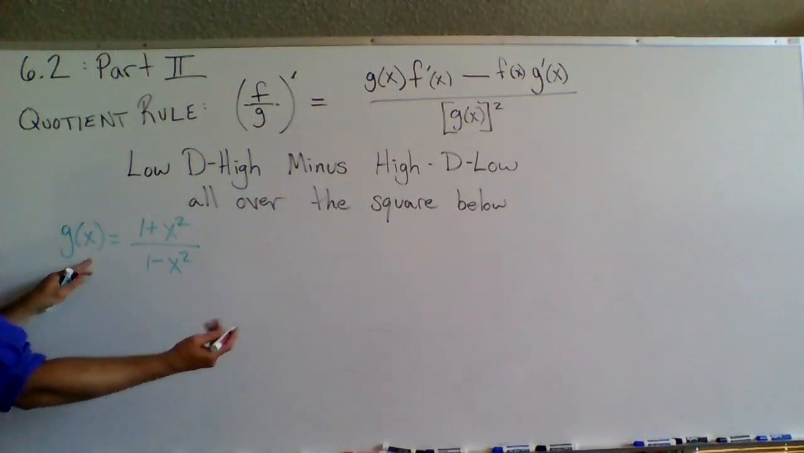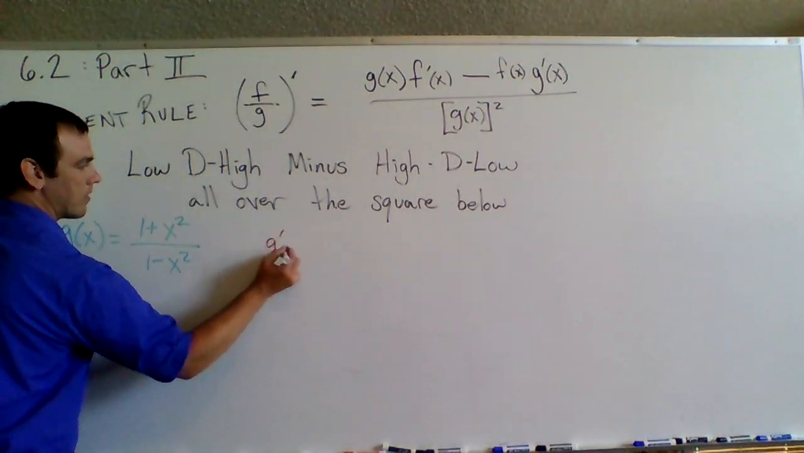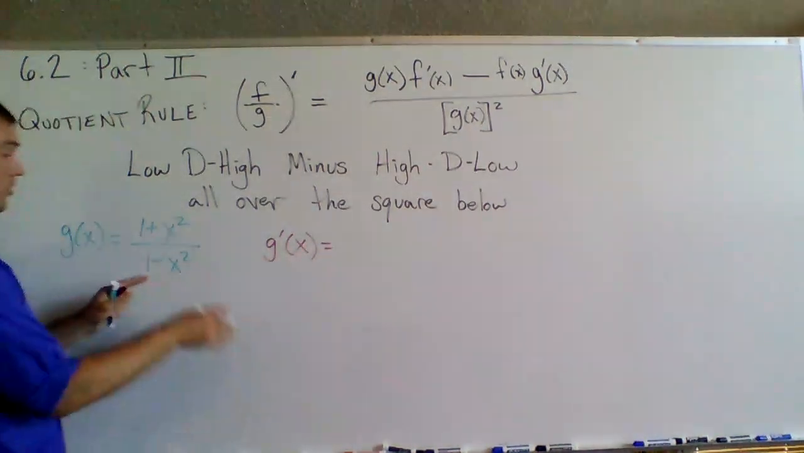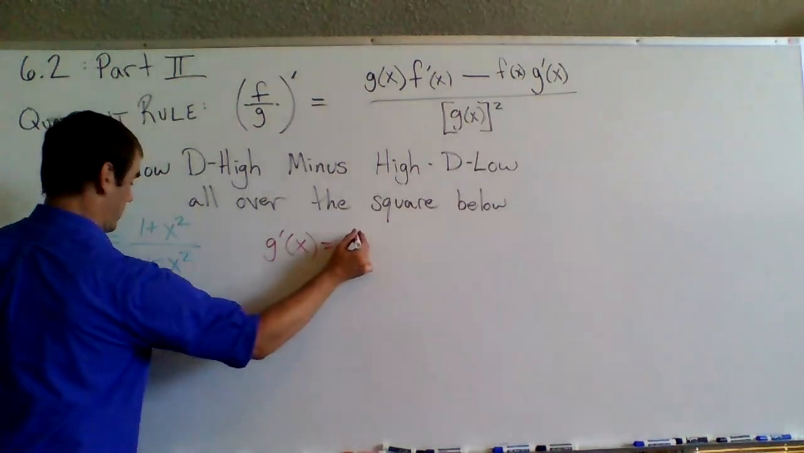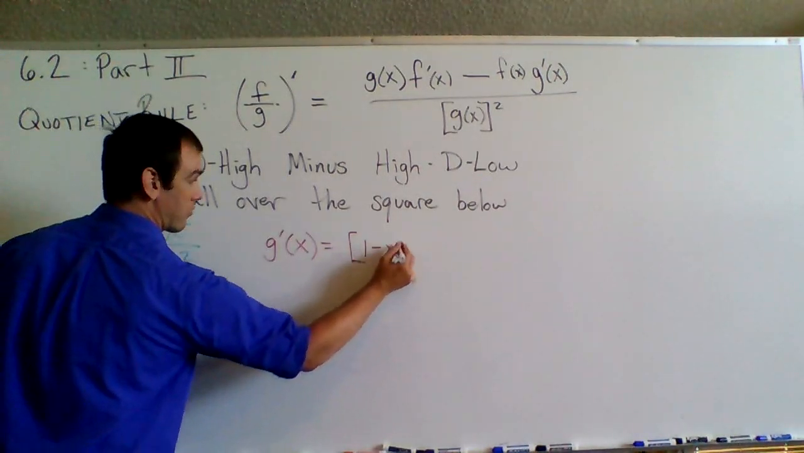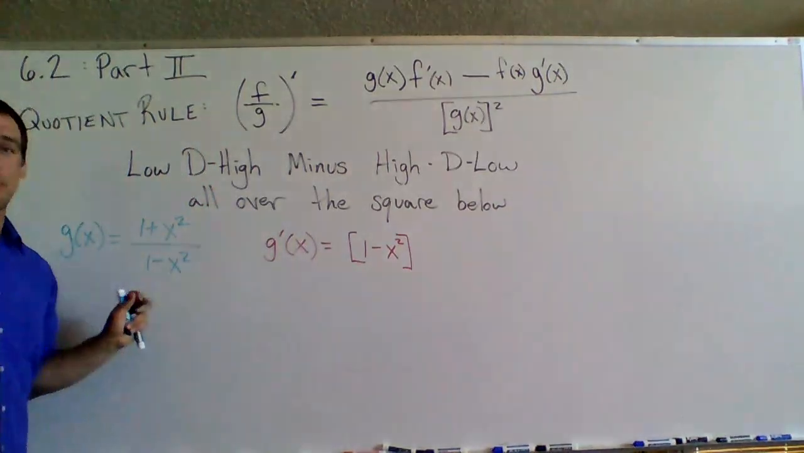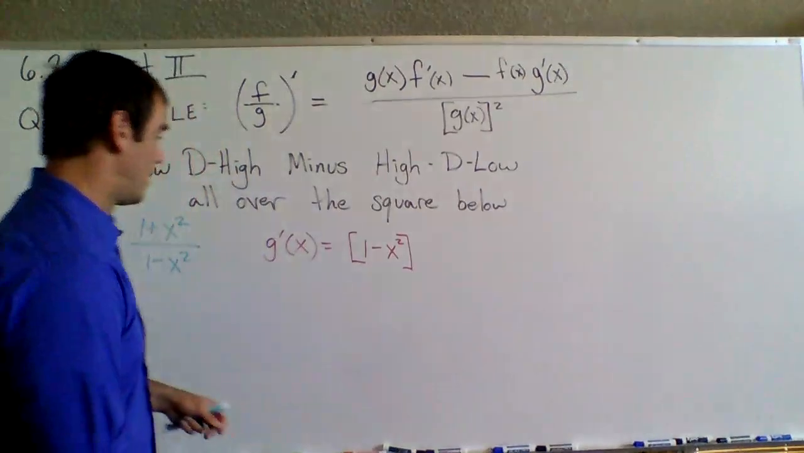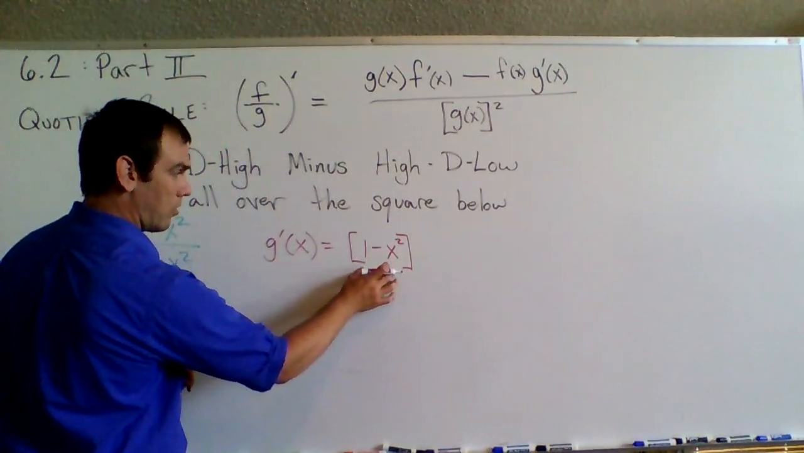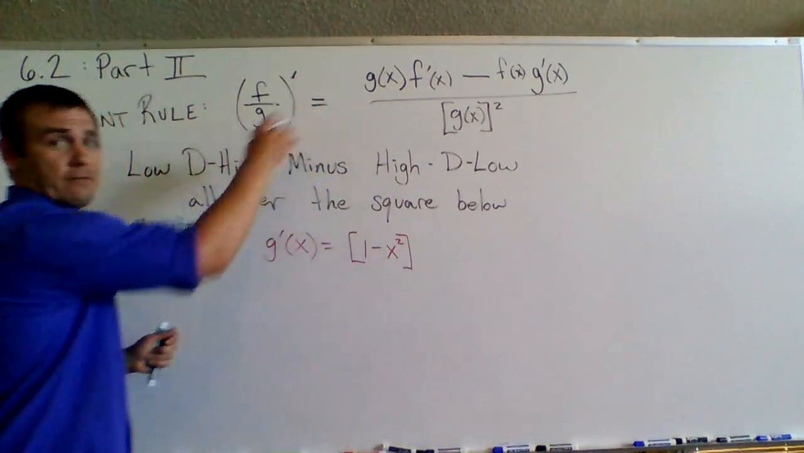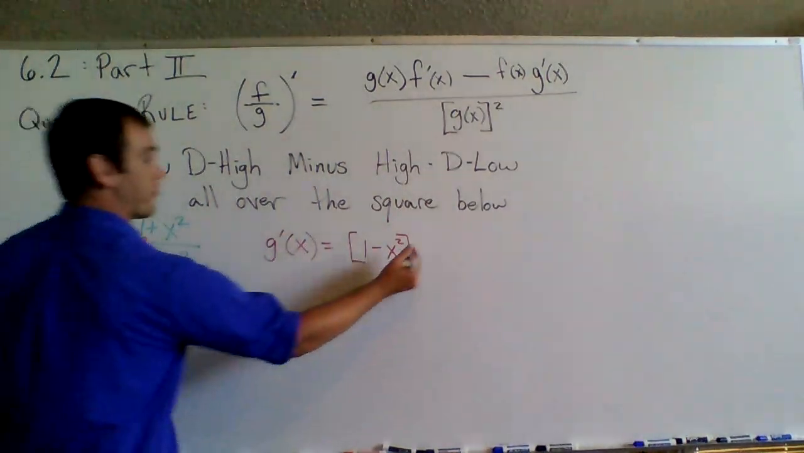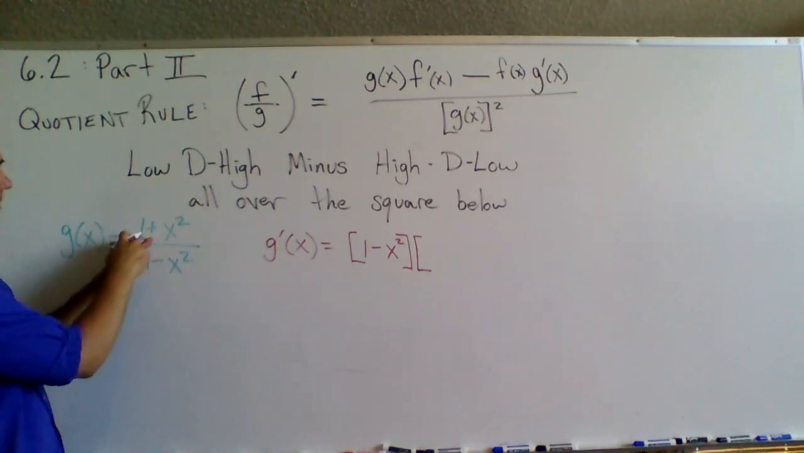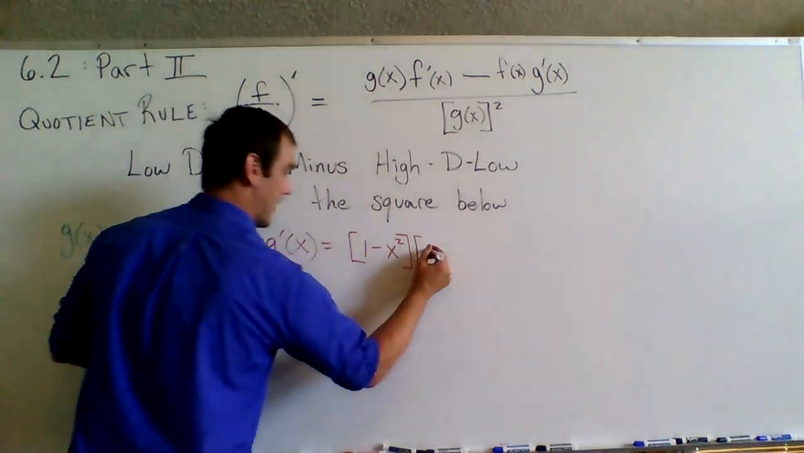So if I want to find g prime, low d high. So low is going to be my bottom function here, 1 minus x squared. Once again, guys, I really like to use brackets because it's easy to kind of lose your place. And you just start singing the song over. So I got low d high, so I got to do the derivative of the top next. So the derivative of 1 is going to be 0. Derivative of x squared is 2x.